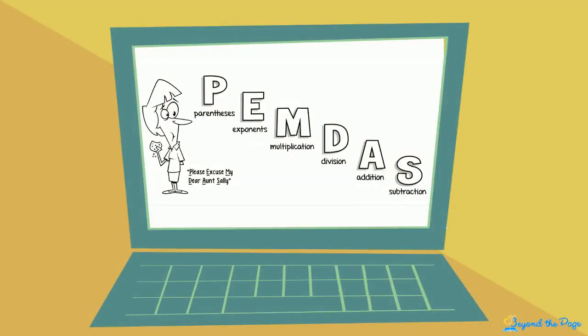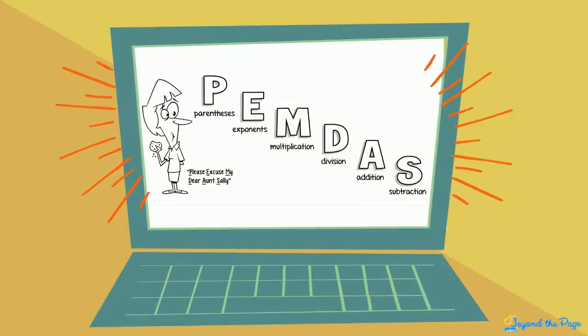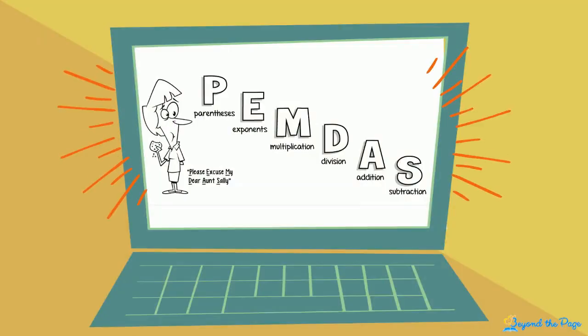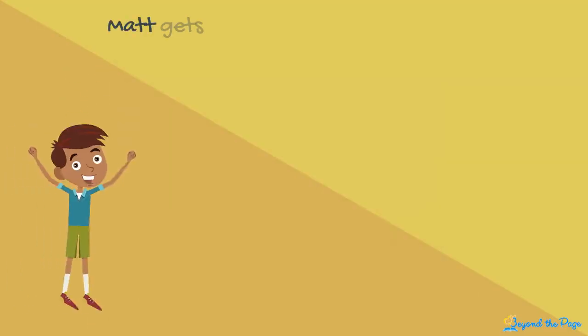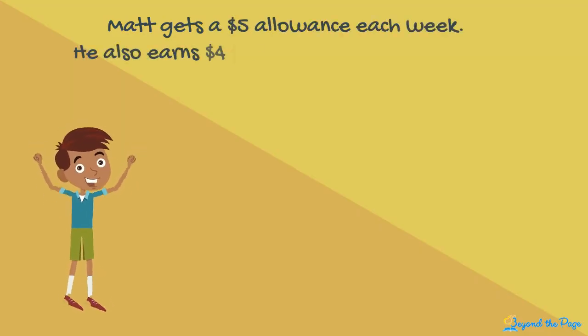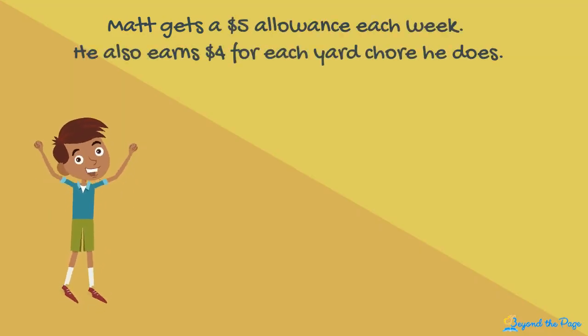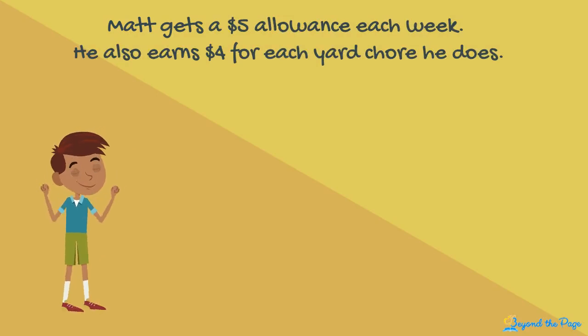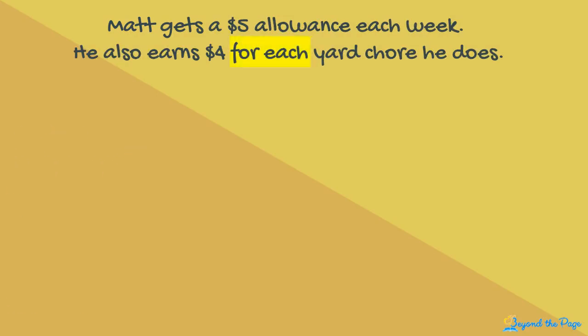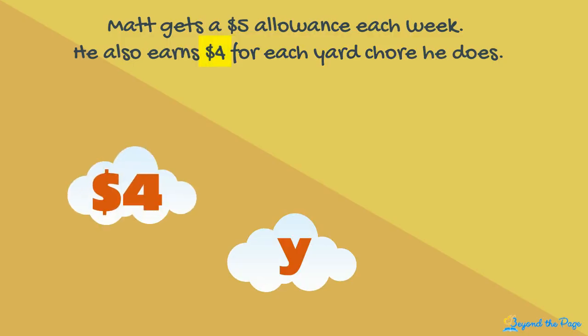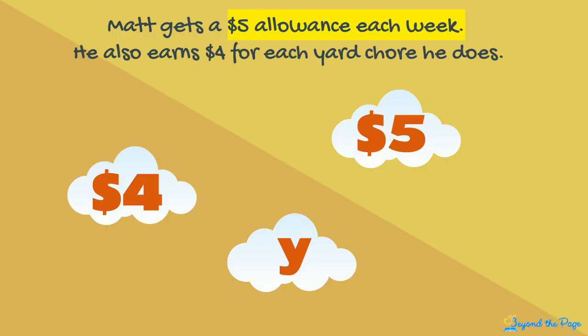You use this same process along with the order of operations to work more complex problems. Try this example. Matt gets a $5 allowance each week. He also earns $4 for each yard chore he does. The changing value is the number of yard chores that Matt does, which can be shown with a variable such as y. Matt would find his pay amount by multiplying the number of yard chores completed by $4 and adding that to his $5 weekly allowance.